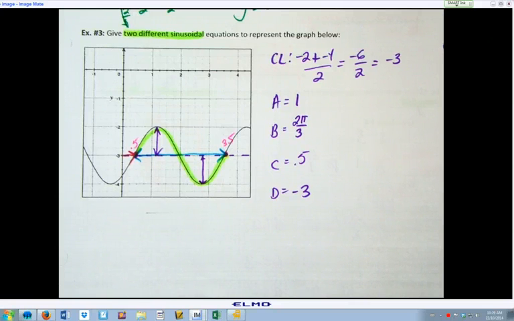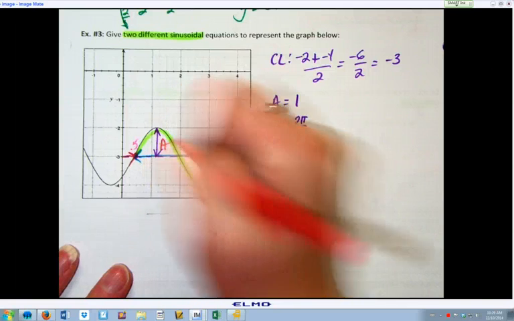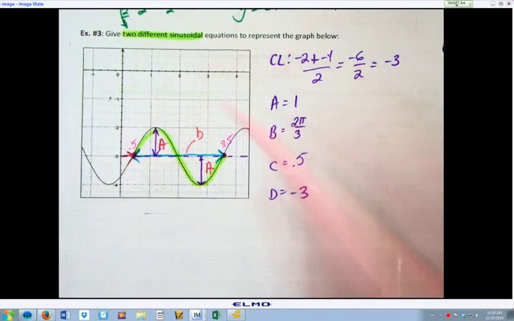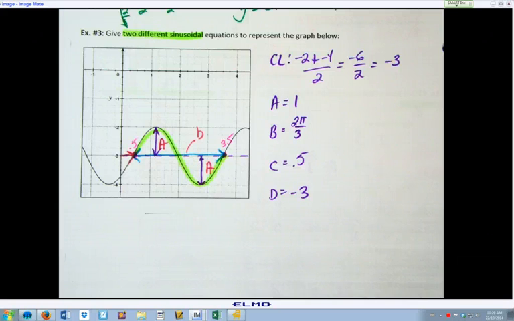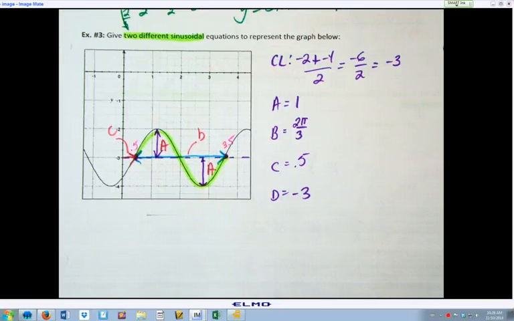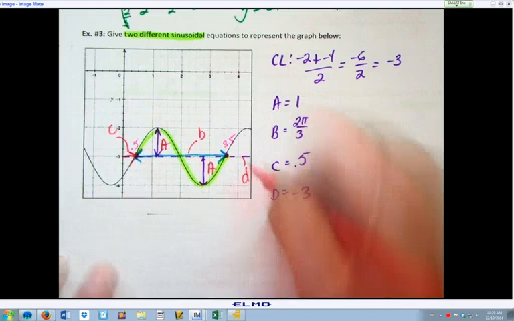So grabbing my red pen, on the graph, this is A. Either one, it doesn't matter. B is my blue line, or the distance between the 2 center points, and it's not really B. We know it's 2 pi divided by B. C is the little distance here that I've shoved it over, so it's the distance between the y-axis and our starting point. And D is the center line.